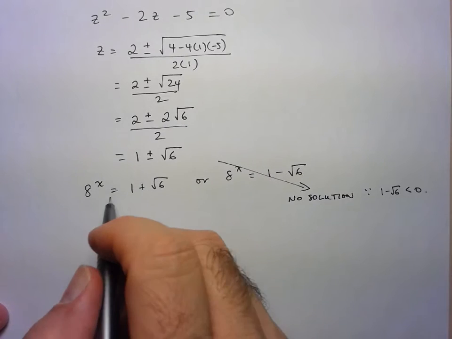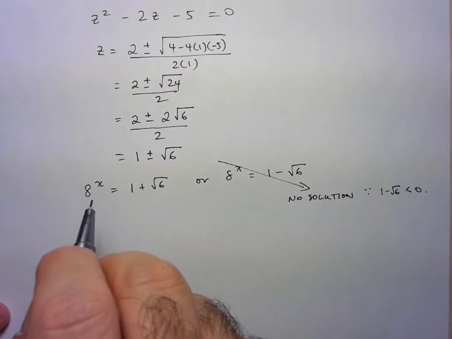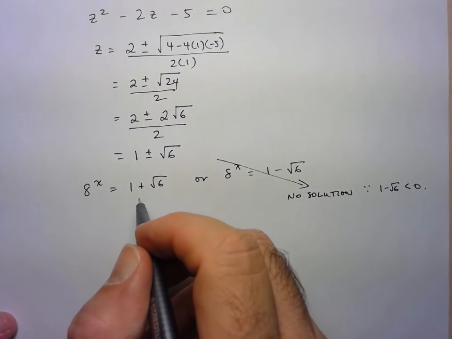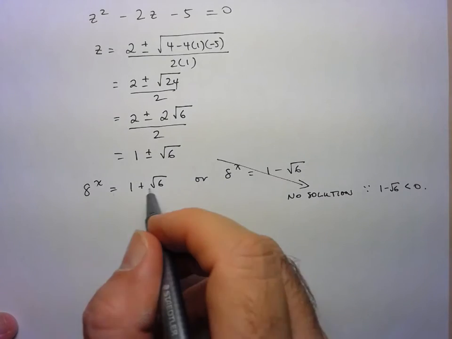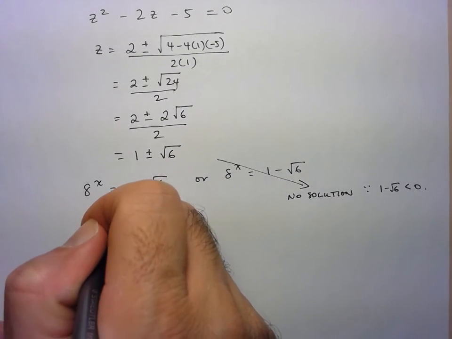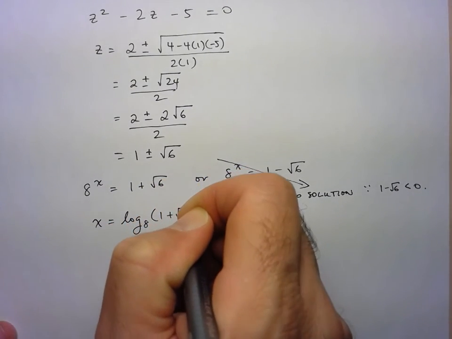And so I'm going to see if they're asking me to use, they're not asking me to approximate this answer, so I'm just going to do this in the easiest way. I'm going to take log base 8 of both sides, so I have x is equal to log base 8 of 1 plus root 6.